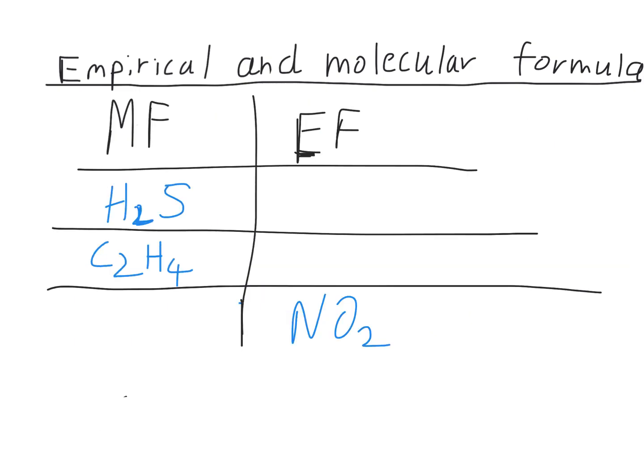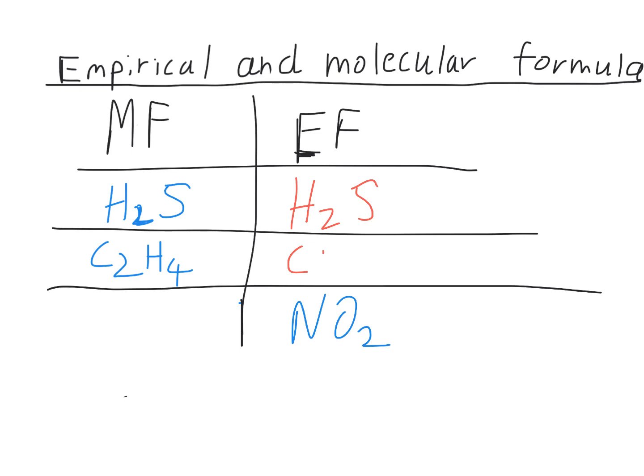So here we have some examples to do, to go from molecular to empirical and vice versa. So the first example, H2S, if that's its molecular formula, its empirical formula can't be reduced any further, so it would be exactly the same. Question 2, however, if its molecular formula is C2H4, you can reduce that further by dividing it by 2.